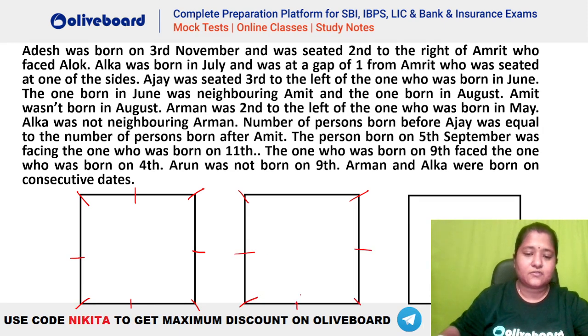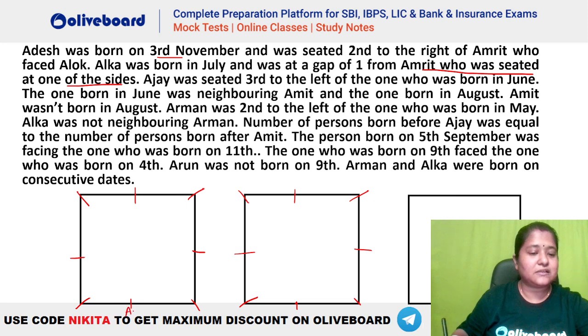Okay, chalo, let's start. So Adesh was born on 3rd November and was second to the right of Amrit, who faced Alok. Alok was born in July and was at a gap of 1 from Amrit, who was seated at one of the sides here. So this is a fixed information that Amrit has to be at one of the sides.